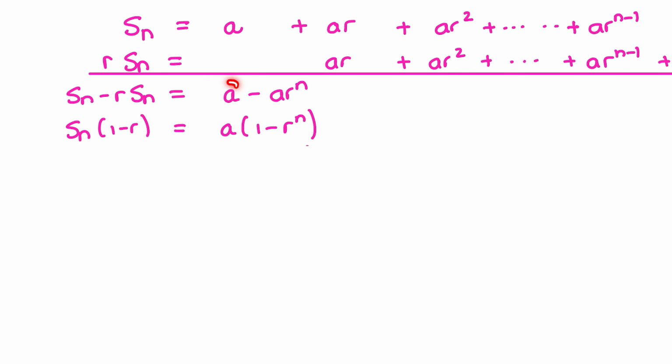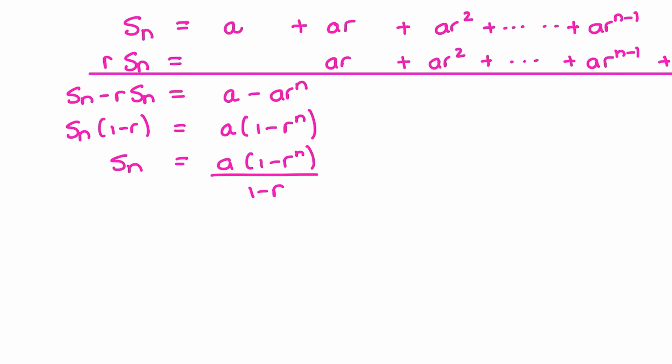On the right-hand side, I see a common factor of a. So if I take out the common factor, in the first term, I'm left with 1. And in the second term, I'm left with minus r to the power of n.